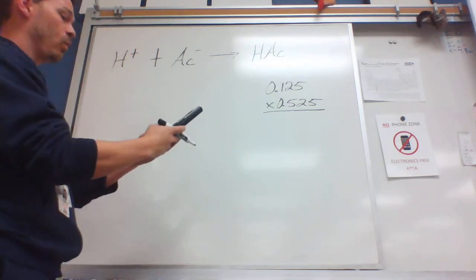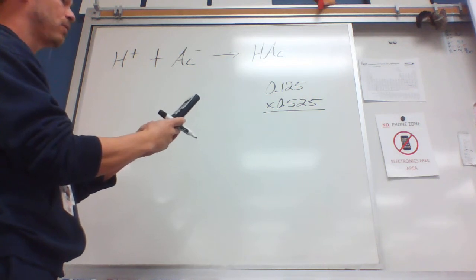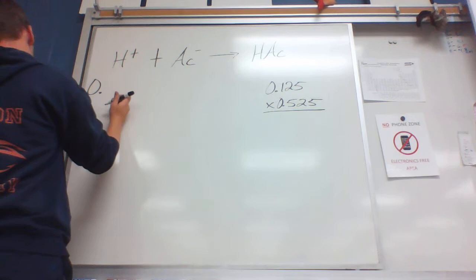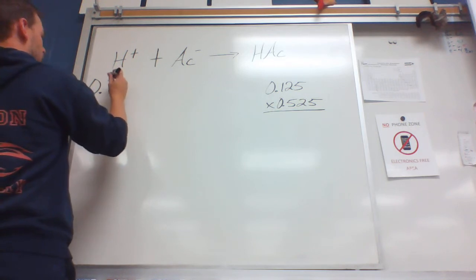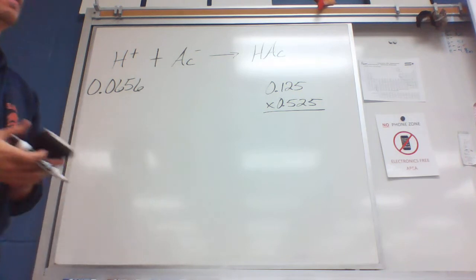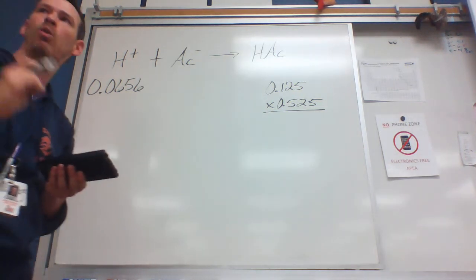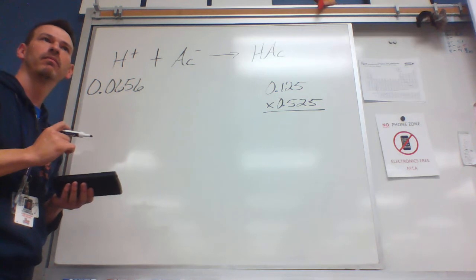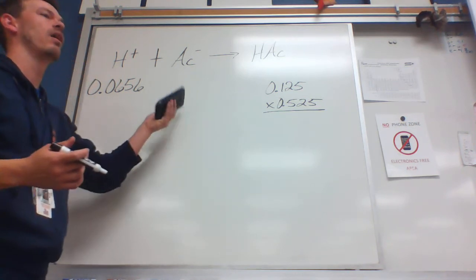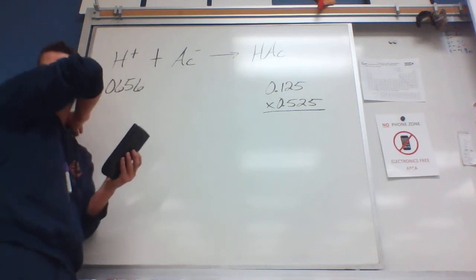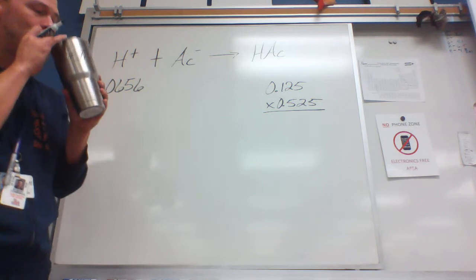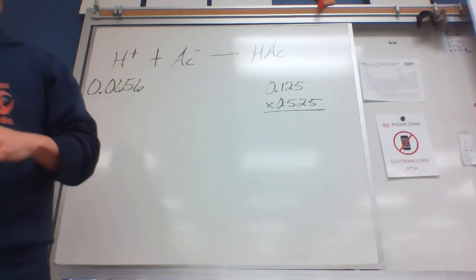So I'm going to do 0.125 times 0.525, and to the proper sig figs I get 0.0656. And that's my H plus mole count. I want to compare that to the mole count of the other one, which we'll find in the exact same way.